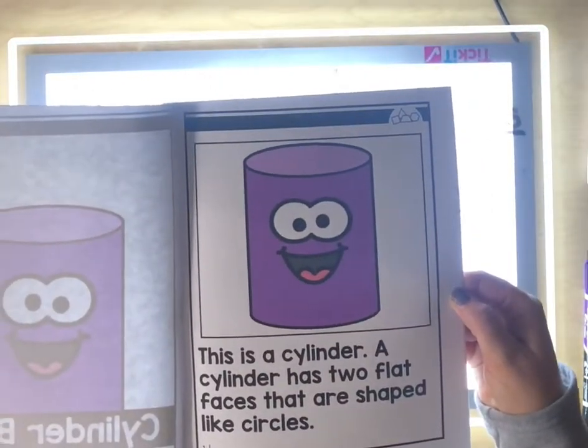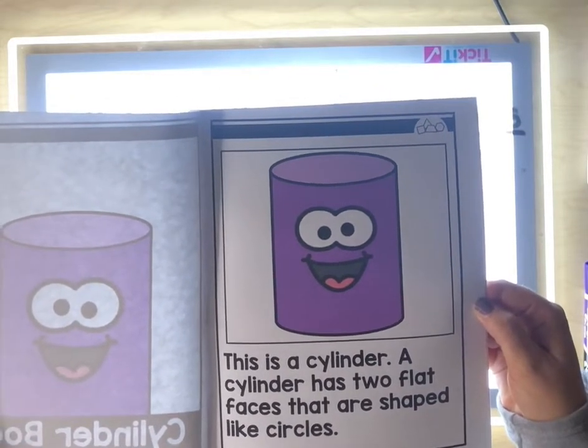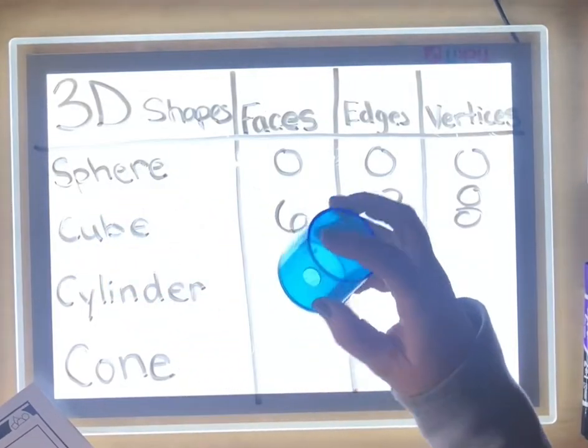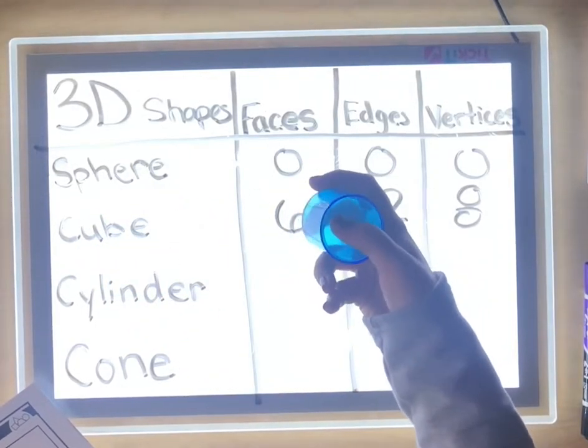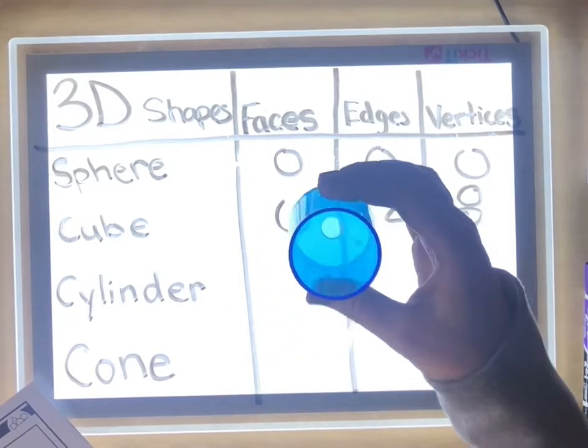This is a cylinder. A cylinder has two flat faces that are shaped like circles. Let's look at that. Two flat faces that are shaped like circles. See that?